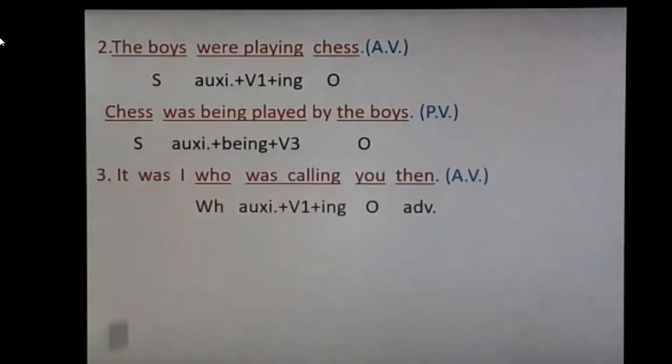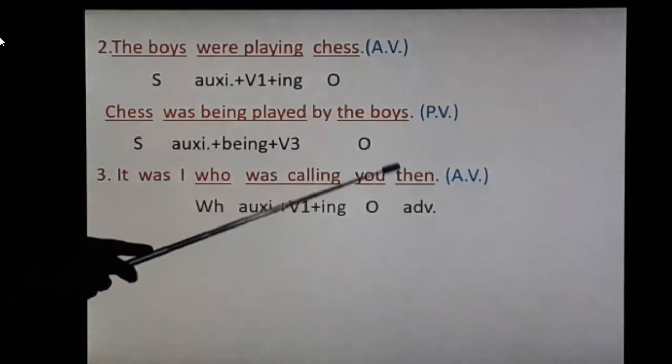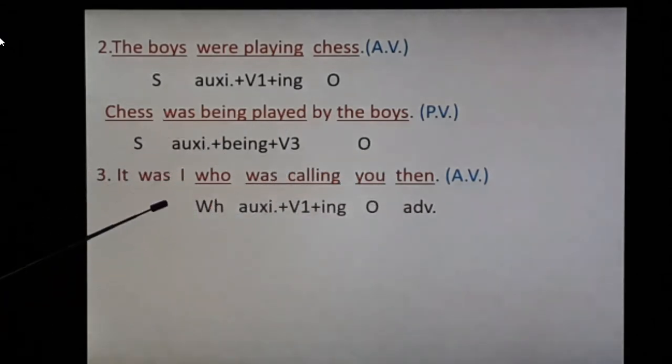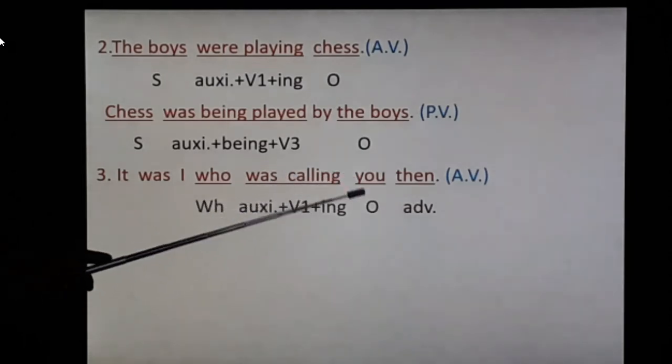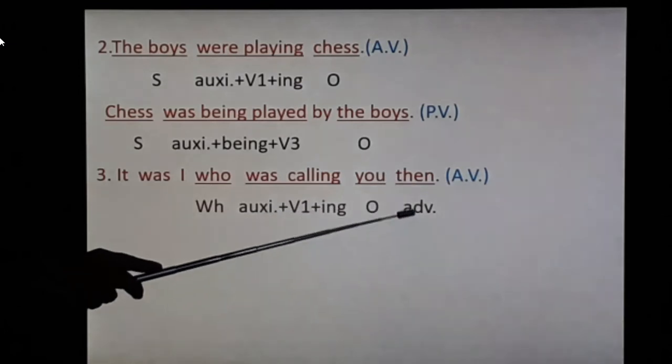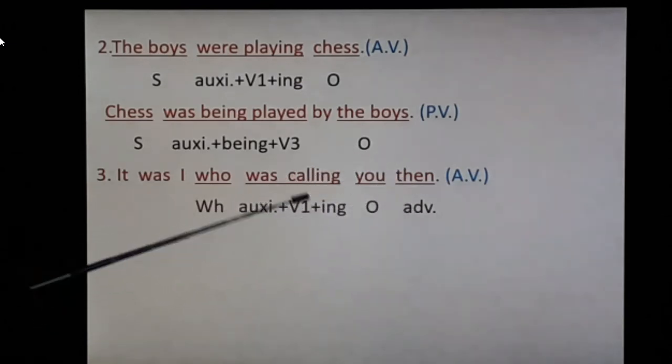Next, it was I who was calling you then. This is a complex sentence I have added here to make you understand. So here first this is who, that is WH, then was auxiliary, call V1 form, ing, so calling, you object, then adverb, and this is active voice. Why? Because here by is not given and V3 form is not mentioned.